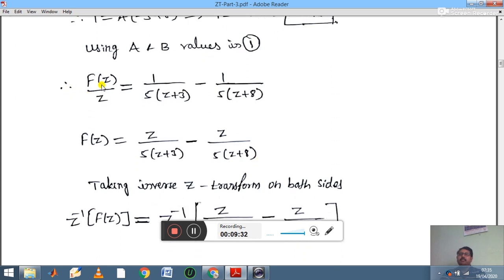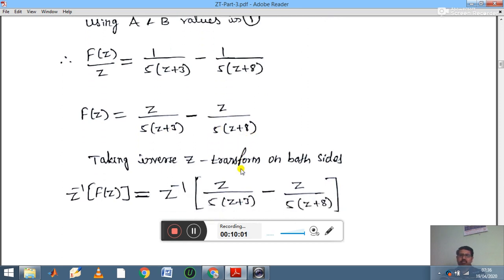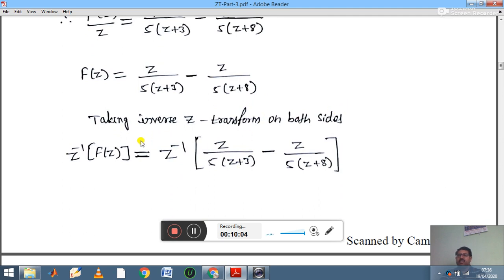Therefore here you get F of z by z is equal to 1 by 5 into z plus 3 minus 1 by 5 into z plus 8, because the a value is 1 by 5 and the b value is minus 1 by 5. Then the LHS term is F of z by z. Send this z to the RHS side. It becomes F of z is equal to z by 5 into z plus 3 minus z by 5 into z plus 8. Now take the inverse z transform on both sides. Then z inverse of F of z is equal to z inverse of z by 5 into z plus 3 minus z by 5 into z plus 8.